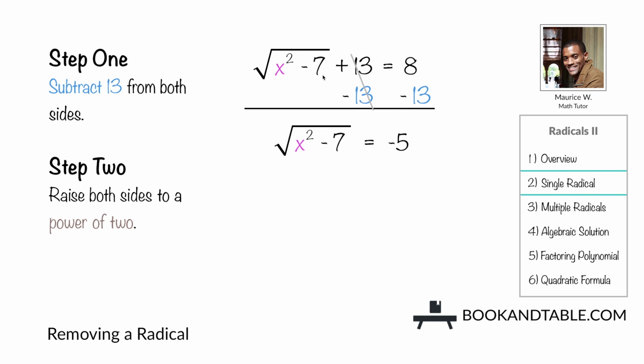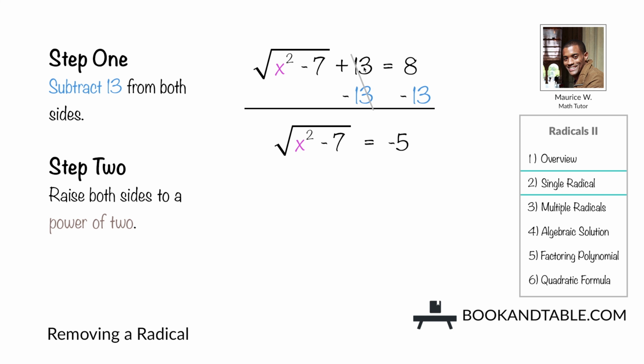The first thing you want to do is isolate the first radical term. So you want to take all the other terms on the same side of the equation as the first radical term and move them to the other side. In this case, the only other thing on the same side of the equation as our radical term is this constant, positive 13. So step 1, subtract 13 from both sides.